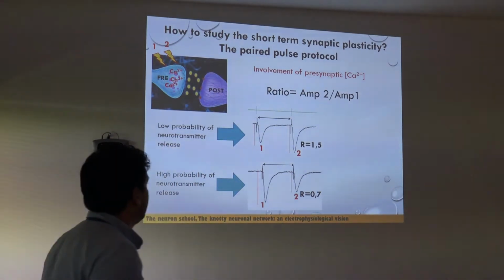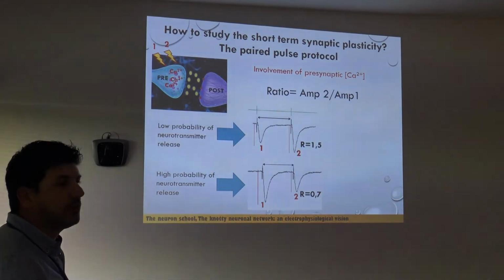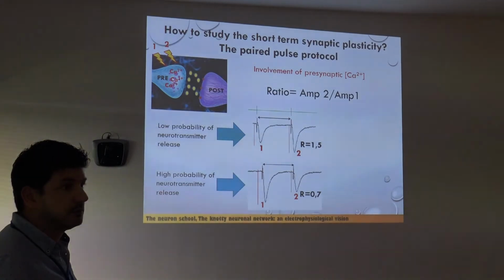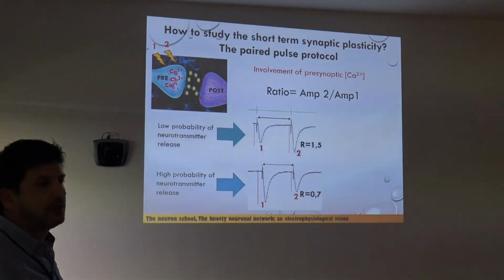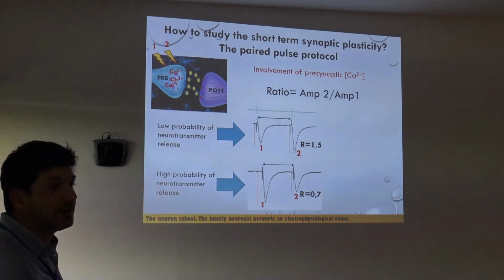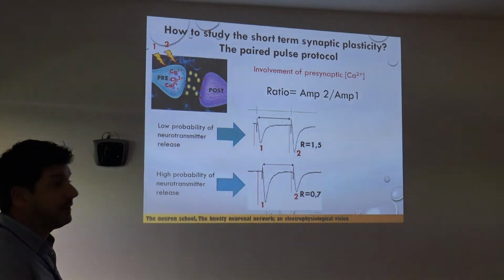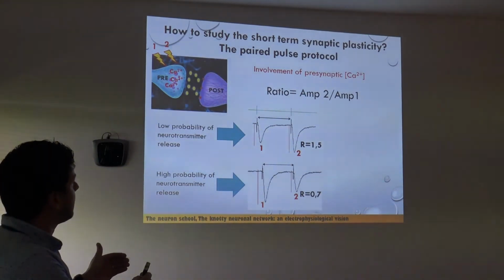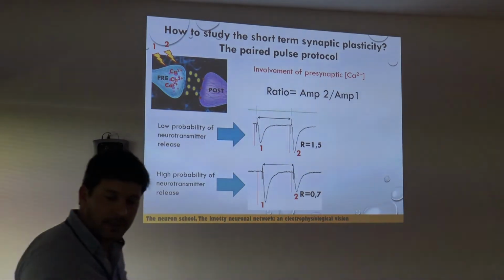Oh, okay, I understand. If you have low probability, the ratio has to be much higher than 1. We don't have an exact number for the probability. You can just conclude that if the ratio is much bigger than 1, you have a low probability of neurotransmitter release. Okay, because you have the plasticity, and you can conclude this kind of reaction for the low probability of neurotransmitter release.